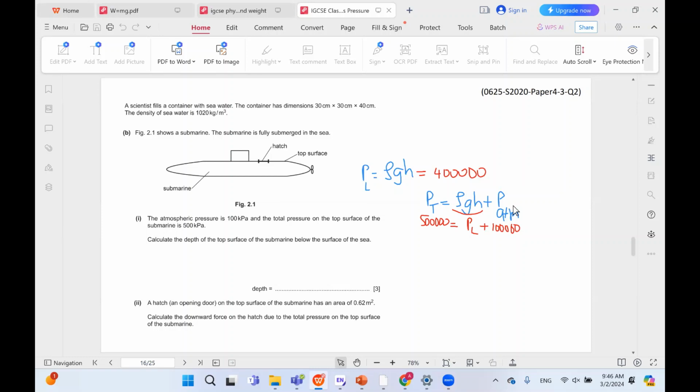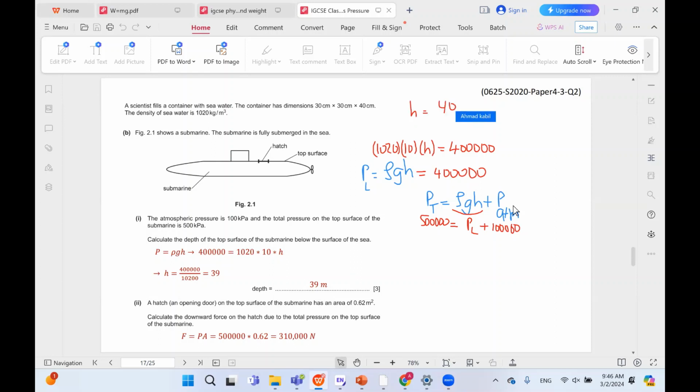And then you can use rho g h in order to find h. So since rho is 1020 and g is 10, and we don't know h, we can just write an equation like this and use it to find h. So h is going to be 400,000 divided by 1020 times 10, which is what we did here in the written answer. And we got 39 meters for h.